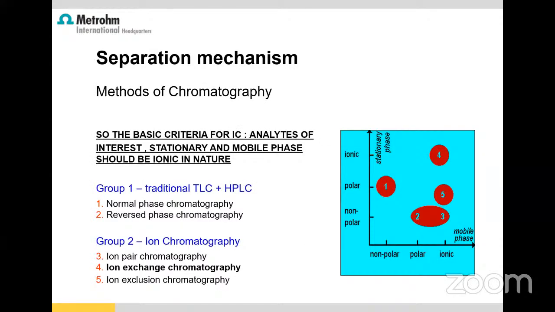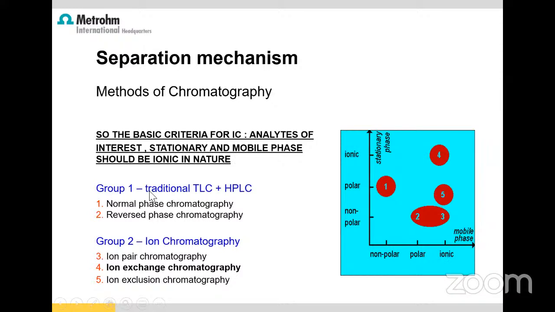Now, where IC differs from normal liquid chromatography: we call ion chromatography a technique which is a subset or an extension of HPLC, because the instrumentation remains the same. The only thing is the type of columns we use and the type of mobile phases we use; they differ. On the right hand side, you can see the differences. This is a plot with the stationary phase on the y-axis and the mobile phase on the x-axis.